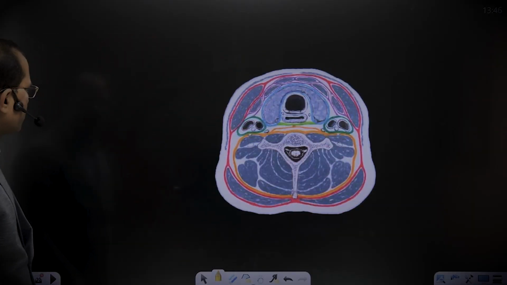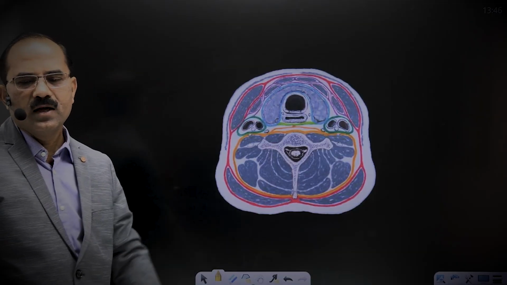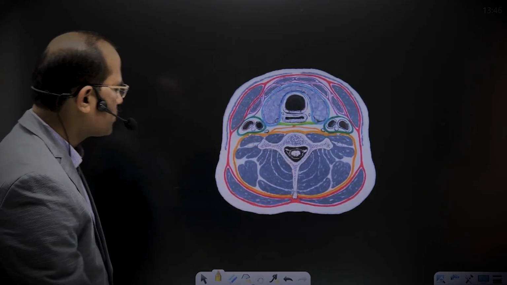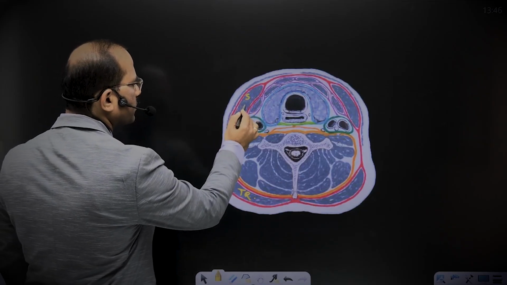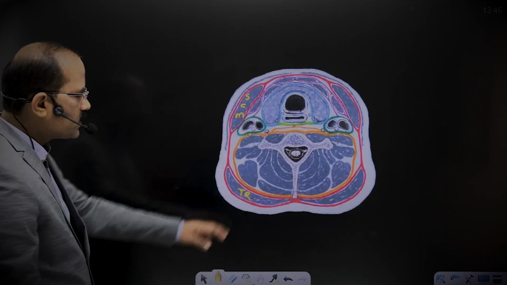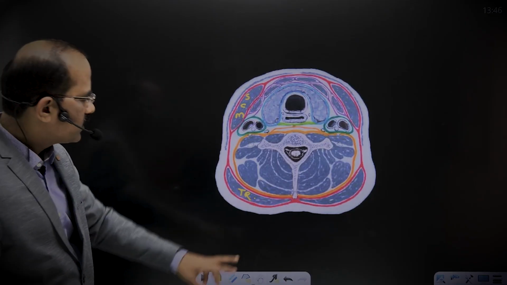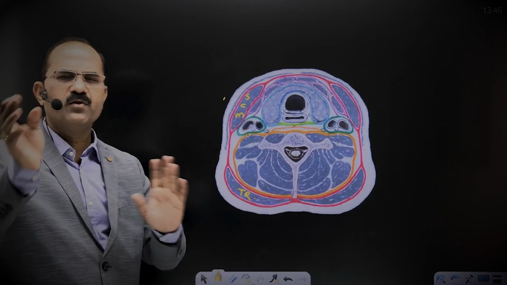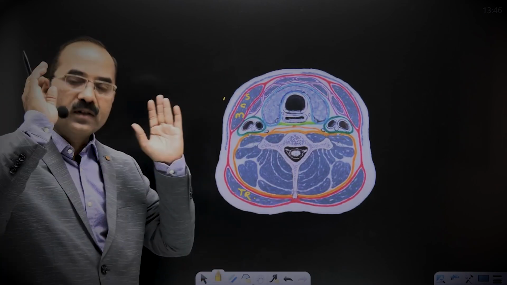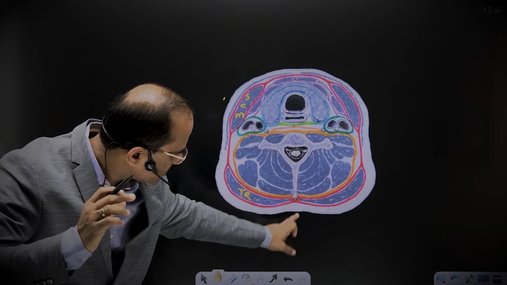The last thing to understand is the roof of the posterior triangle. Now this is a section, students. If you can tell me, what is this muscle? That's the trapezius muscle. That's the sternocleidomastoid muscle. Now this fascia in red is the investing layer of the deep cervical fascia. Deep cervical fascia we will take as a separate topic. This investing layer begins from the spines of the cervical vertebrae.